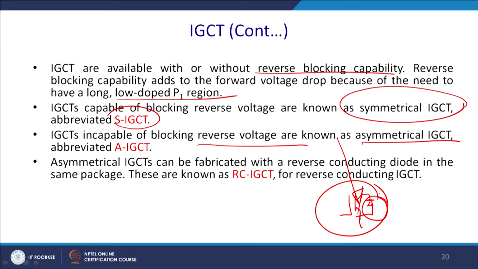An asymmetrical IGCT can be fabricated with the reverse conducting diode in the same package, as I was saying, and it is known as RC IGCT, and you can have a very fast recovery diode. That is an advantage because it does not have a body diode unlike MOSFETs, and so you can choose a very high conducting and high frequency anti-parallel diode depending on the kind of switching frequency you are using.